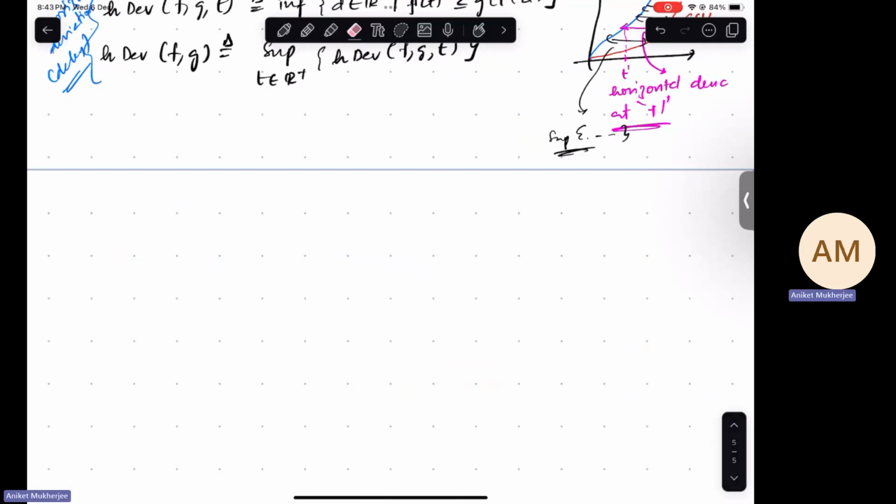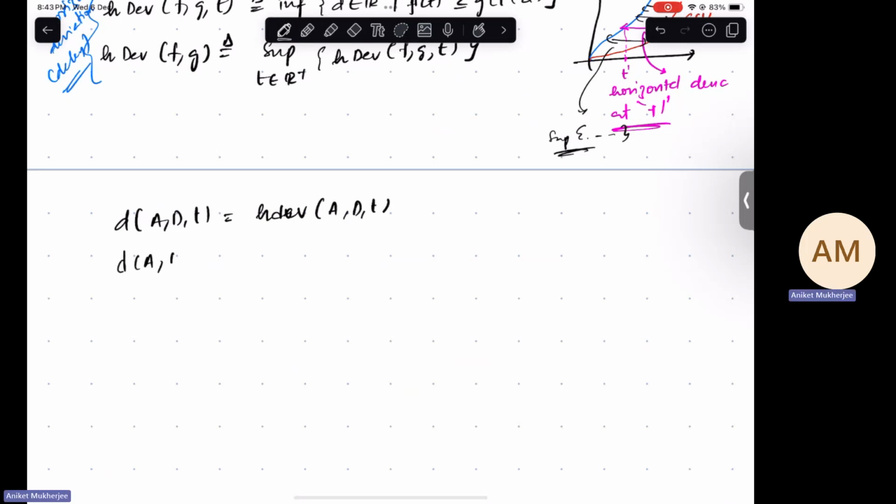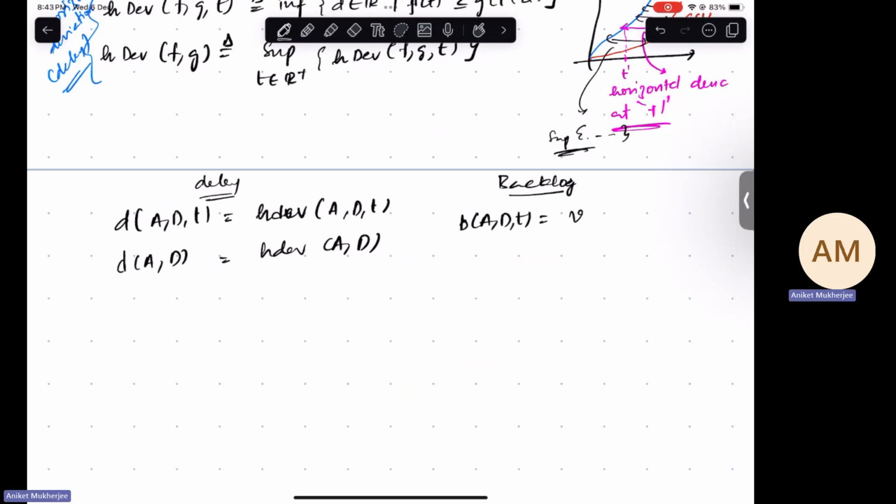So basically, the delay d_A,D(t) is the horizontal deviation of A and D at t. The maximum delay d_A,D is the horizontal deviation of A and D. These are delay functions. The backlog b_A,D(t) is the vertical deviation of A and D at t, and the maximum backlog b_A,D is the vertical deviation of A and D.